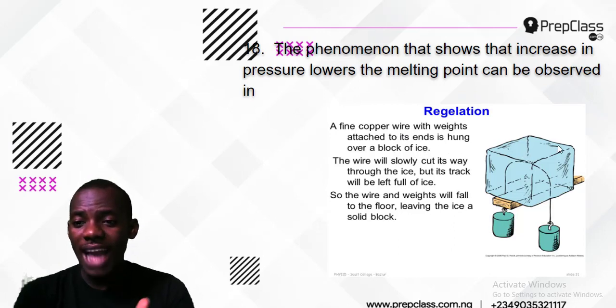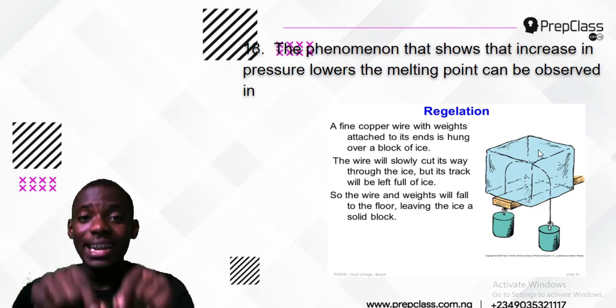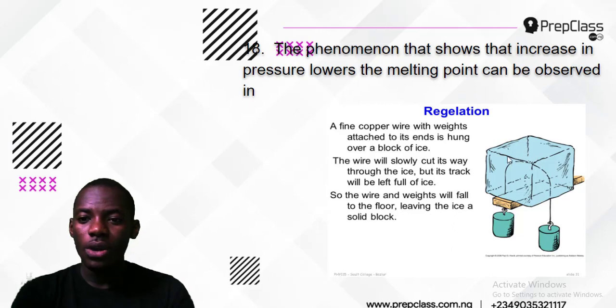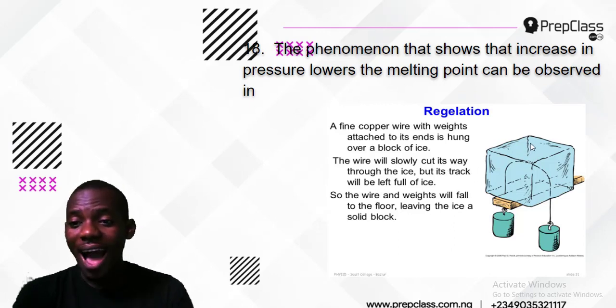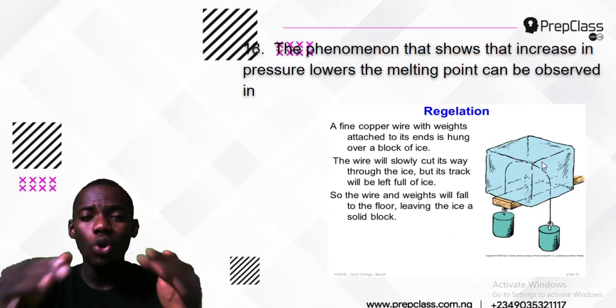So if you put down the ice, maybe in the refrigerator, and you hang a wire around it, with a load on the wire on both sides of the block, the wire is resting on top of the ice with high pressure. The wire will slowly cut its way through the ice. Because of the pressure, it will begin to enter the ice, but its track will be filled with ice again. As it goes inside, the ice closes back.